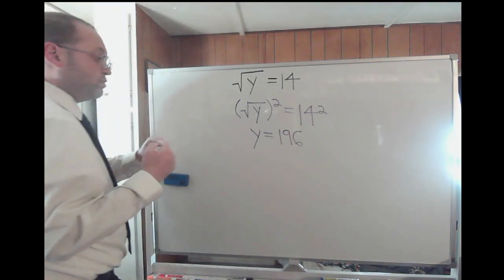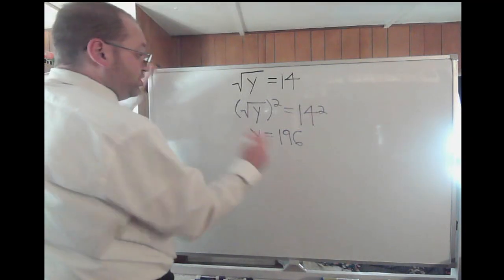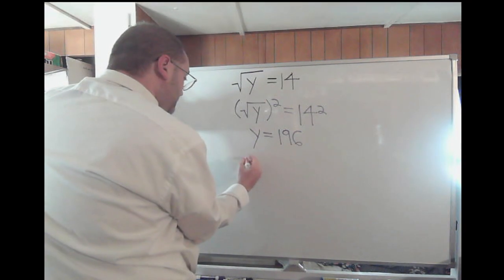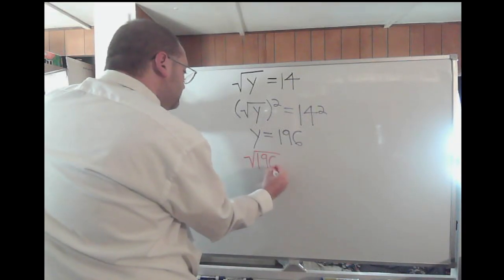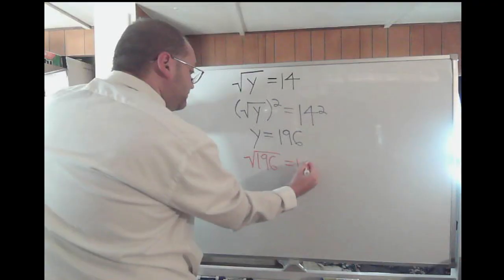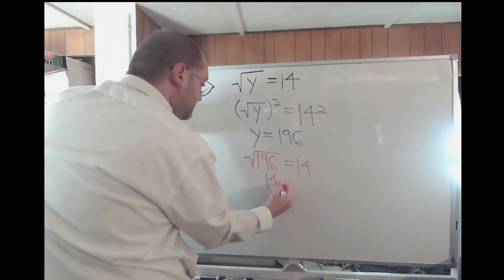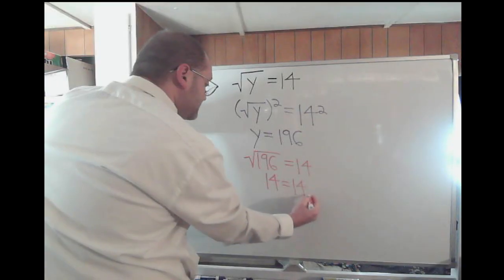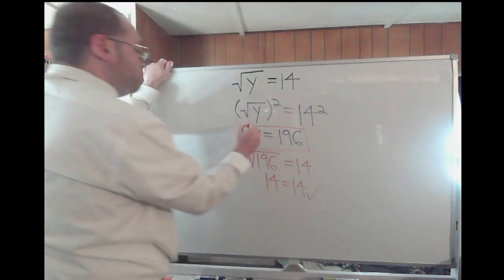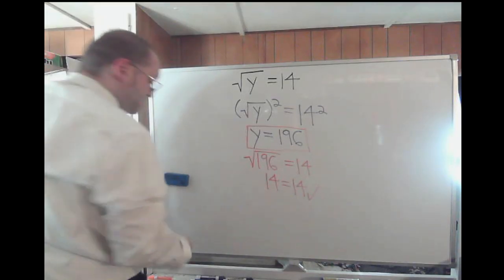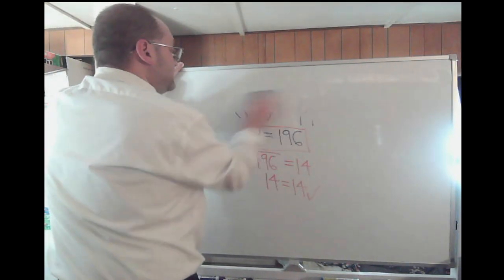So it looks like we're done, but we have to make sure we're done. So we're going to put in 196 for the square root of y, and then we'll set that equal to 14, and yes, square root of 196 is 14. 14 does equal 14. You have a true statement, so yes, the solution to this equation is y equals 196. Alright, that wasn't so bad.